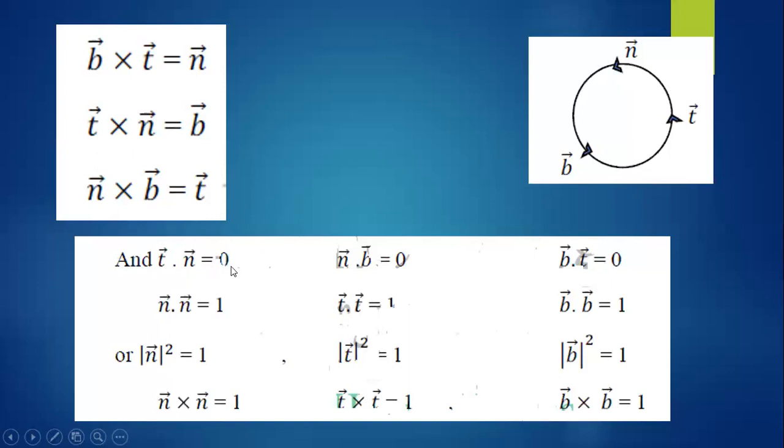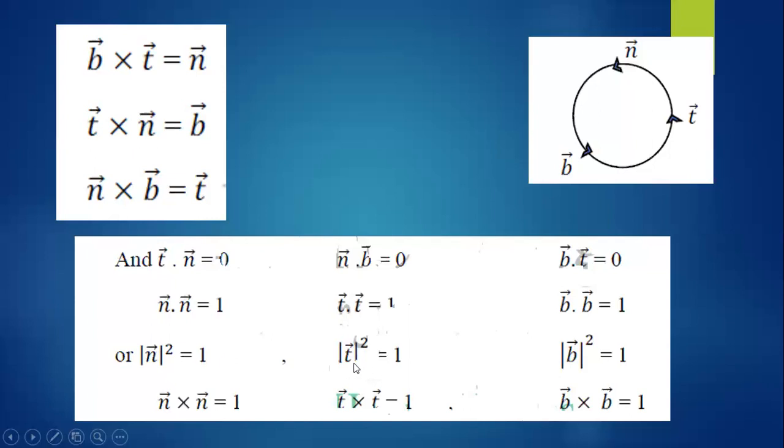Similarly, t dot n is equal to 0, as i dot j is equal to 0, j dot k is equal to 0, and these three vectors behave just like i, j, k. So t dot n is 0, n dot b is equal to 0, and b dot t is equal to 0. And when we take dot product with itself, then n dot n is equal to 1, t dot t is equal to 1, b dot b is equal to 1.